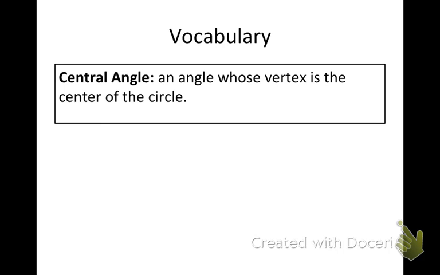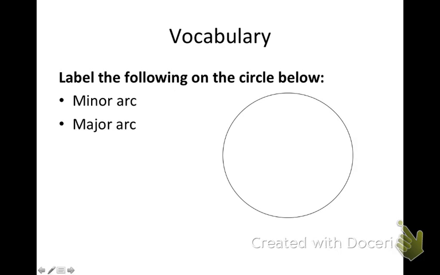So if we look at this circle here, go ahead and put a dot where you think the center would be, as best as you can. What was the central angle again? It's an angle whose vertex is the center of the circle. So if you create a central angle, right there I just made a central angle.